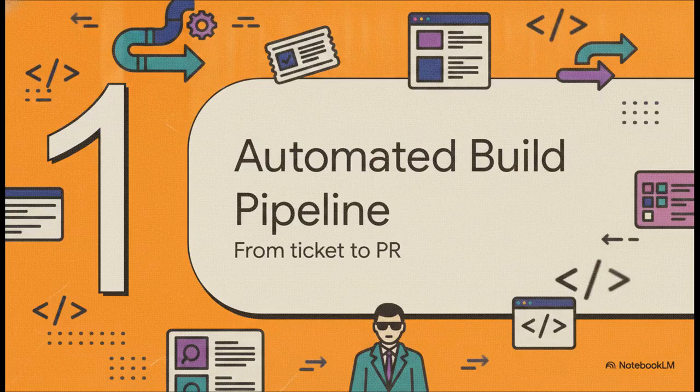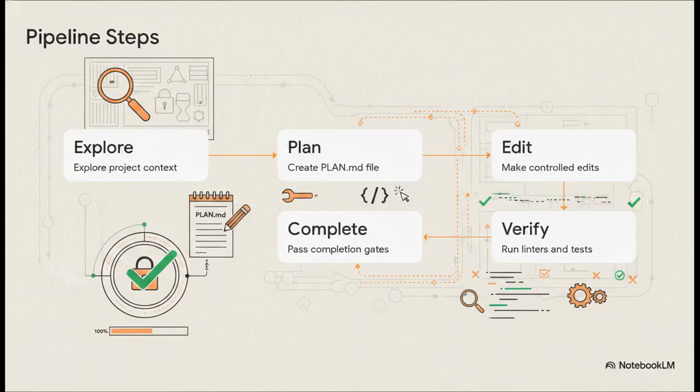Section 1. The automated build pipeline. So, diving into code mode, here is exactly how that automated pipeline actually works. You hand it a build or repair ticket. First, Agent Smith explores the project to get its bearings. Then, it creates a structured plan, literally writing plan.md and implement.md files right to your disk. After that, it starts making controlled edits. Once the edits are done, it runs your commands, lints the code, runs your tests, and even does browser checks.